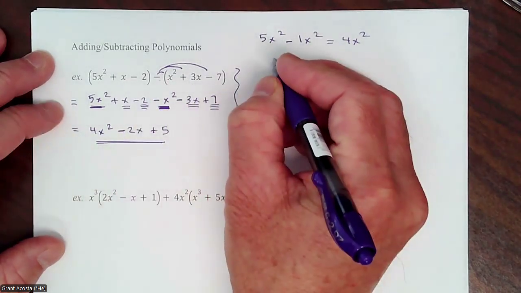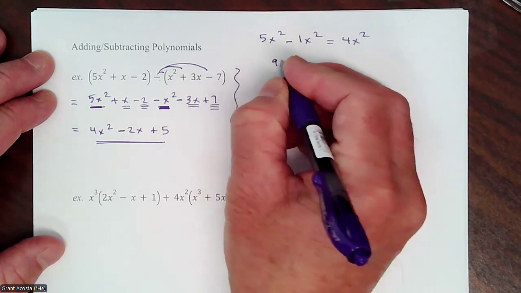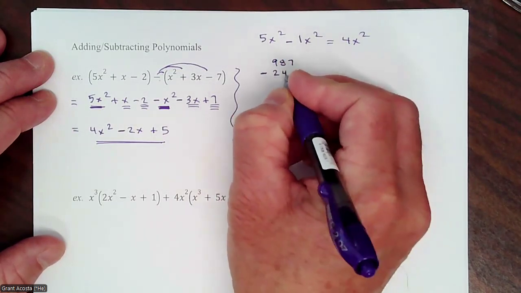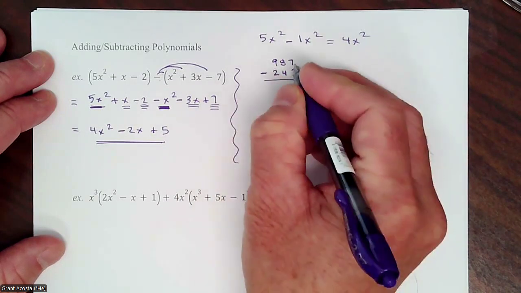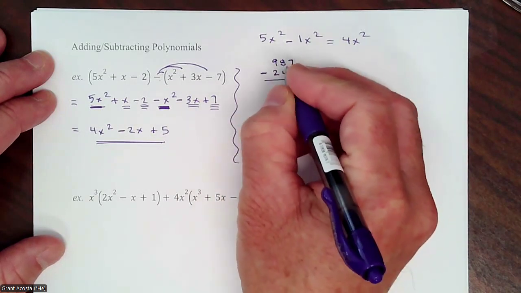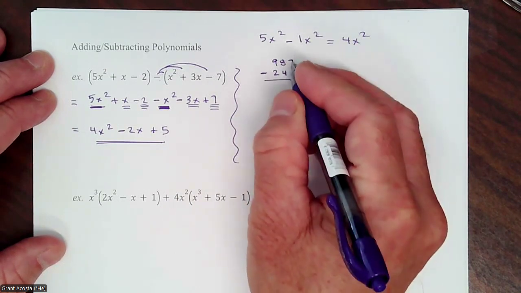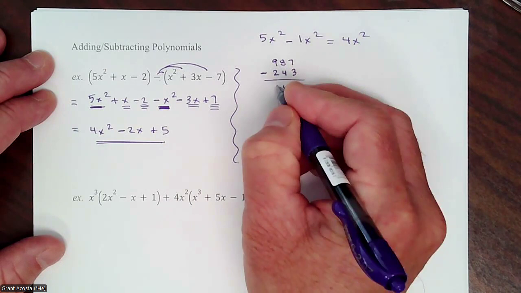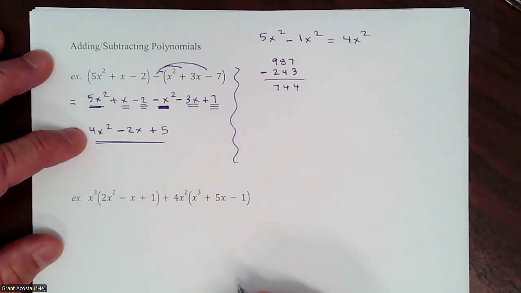For example, let's say I had 987 and I wanted to subtract 243. I can subtract, these are the ones, these are the tens, those are the hundreds. I can subtract 7 minus 3 gives me 4, 8 minus 4 gives me 4, 9 minus 2 gives me 7, and I can get my answer.